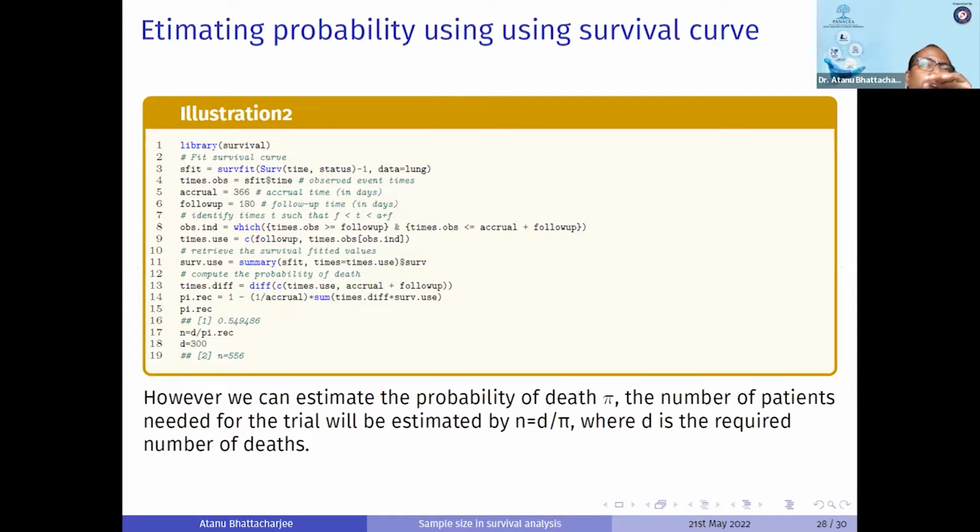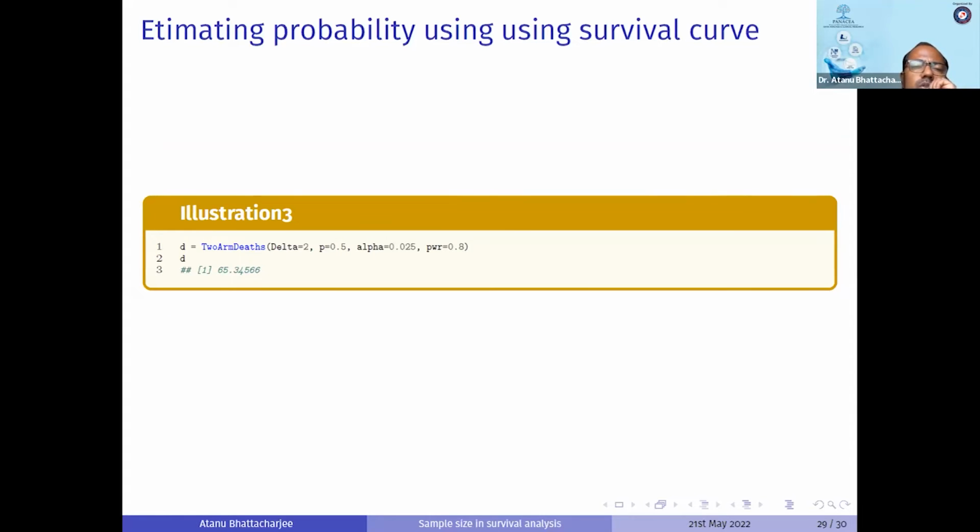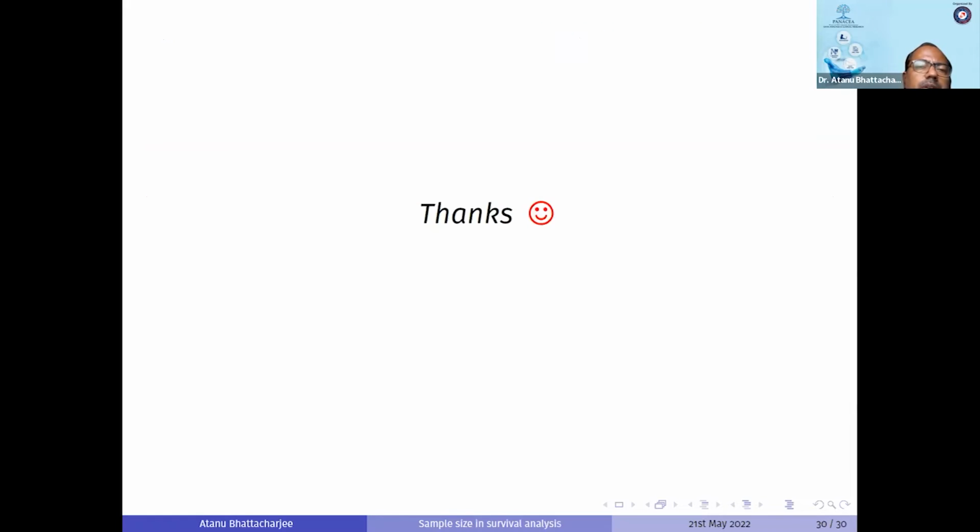As I mentioned, rather than going for sample size or deciding how many patients you are going to recruit and follow, you can go straight for the number of deaths, and that is the way you can calculate. We can estimate the probability of death, and the number of patients needed for the trial, where D is the required number of deaths. Again, the same results would be given.